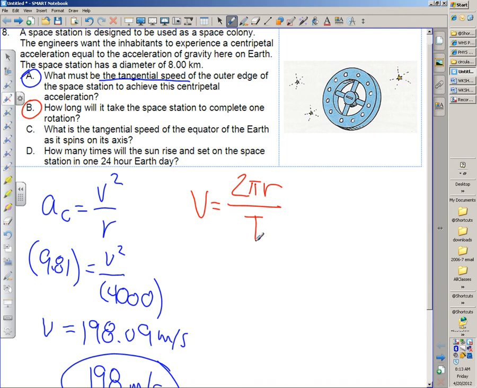Do we know the tangential speed? We do. We know the radius, so we should be able to figure out the time. Okay. Why don't we do that now? Make sure you do your algebra correctly, right? Variable in the bottom. Don't get tripped up there.